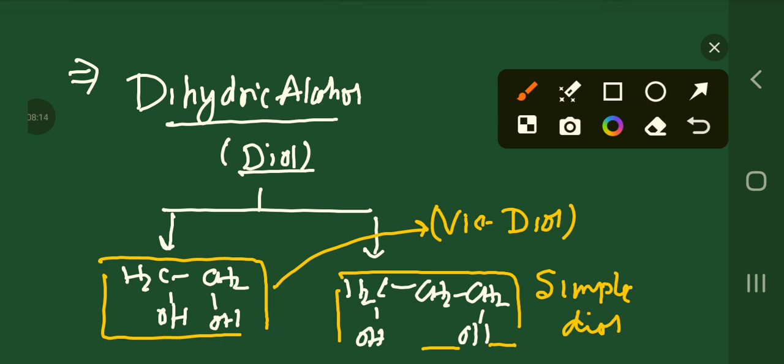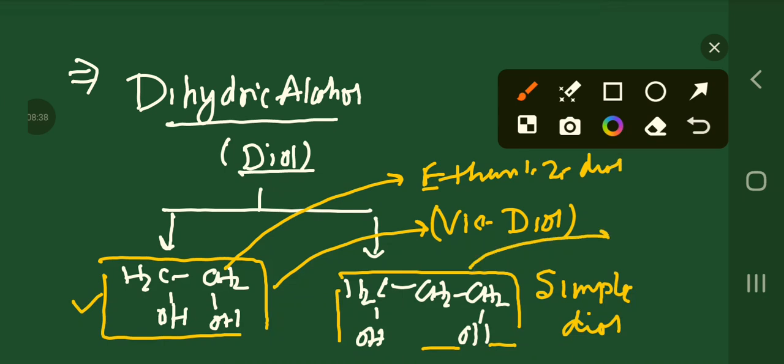The first one has commercial importance. It is also known as ethylene glycol, and its IUPAC name is ethane 1,2-diol. Similarly, this one has propane 1,3-diol. Propane 1,3-diol. So I hope that the concept of dihydric alcohol is easily clear to all of you.